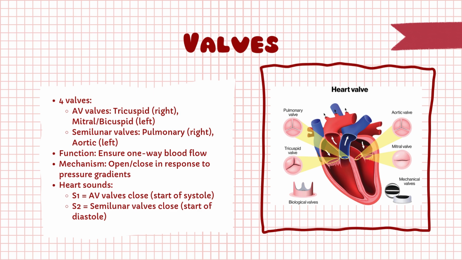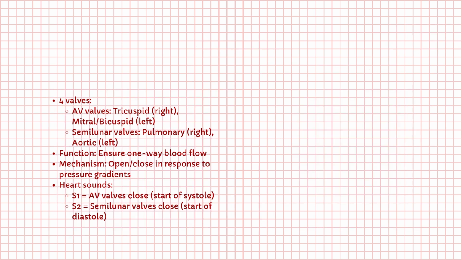Valves are passive, they don't open or close actively. Instead, they respond to pressure gradients across the chambers. When the pressure behind a valve exceeds the pressure ahead, it opens. When the reverse is true, it closes. This creates the 2 classic heart sounds: S1, AV valves closing at the start of systole, S2, semilunar valves closing at the start of diastole.